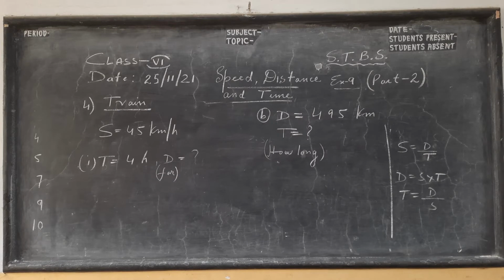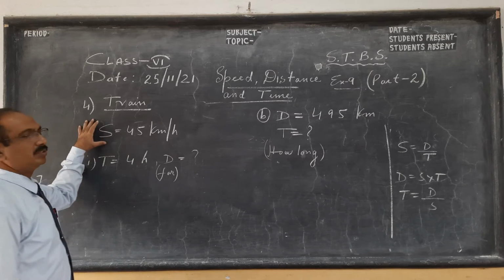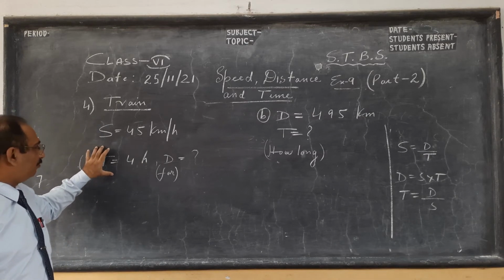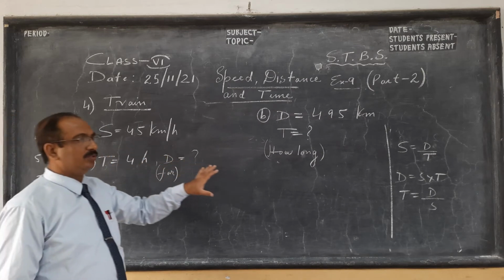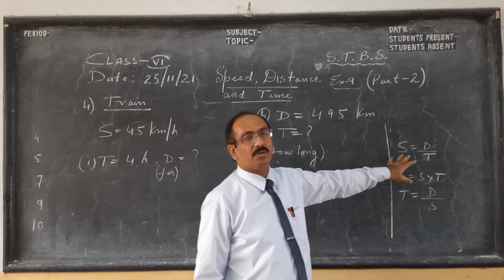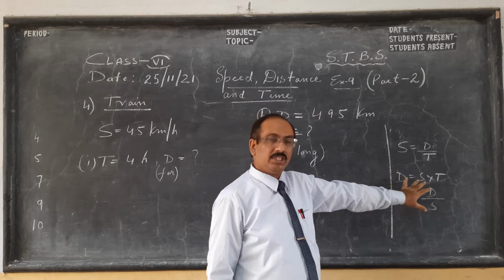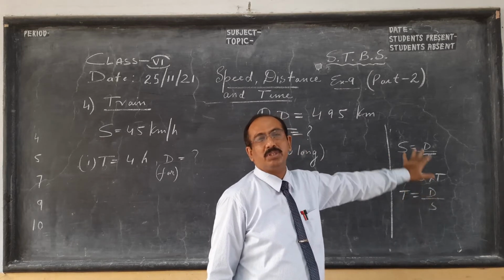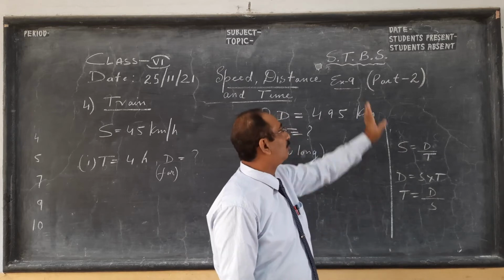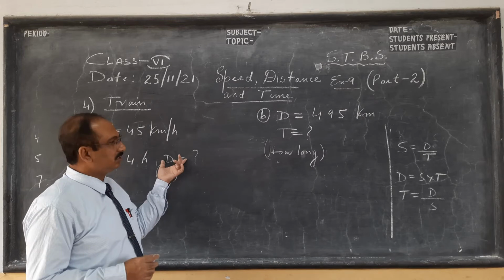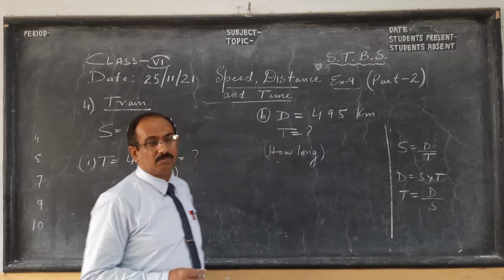So next we move on to question number 4. Very nice question. A train goes with a speed of 45 kilometers per hour. So in 4 hours how much will it go? So before you start, children, write these 3 fundamental formulas. Speed is distance by time, distance is speed into time, and time is distance by speed. This I have explained in part 1 of my video. So 4 hours. So the question is how far? Far means distance, children. How long means time?